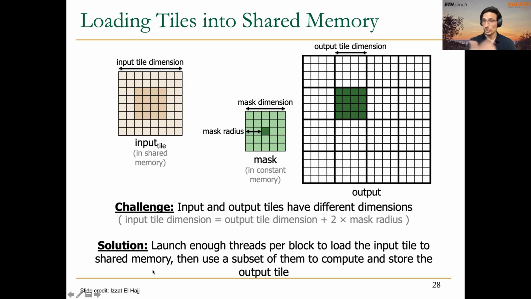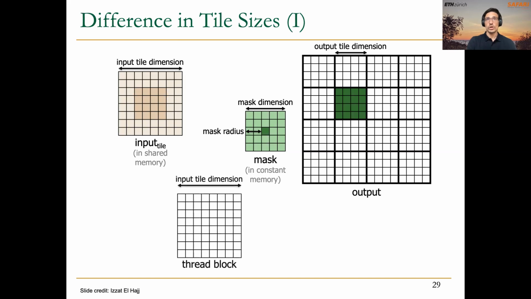The solution that we propose here is to launch enough threads per block to load the input tile to shared memory and then use a subset of them to perform the actual computation. So this is going to be the size of the thread block that we launch to execute on a GPU core.